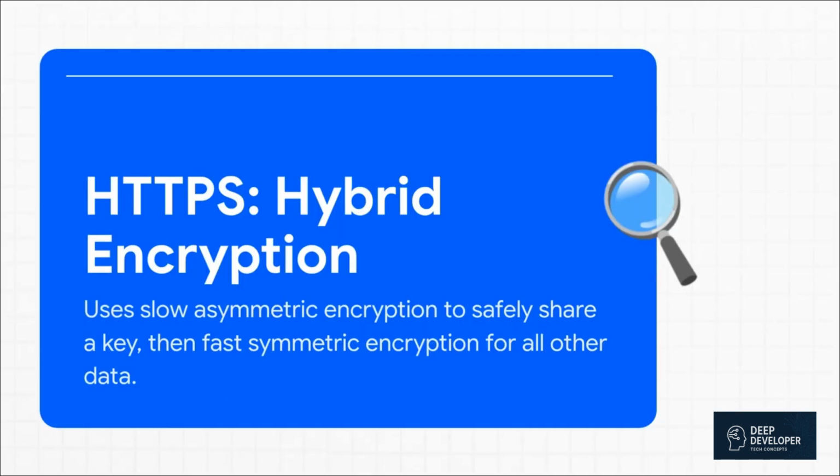Here's the genius of it. HTTPS is a hybrid system. It doesn't choose one method over the other. It uses the slow, heavy-duty asymmetric encryption for one, and only one, very specific job: to safely agree on a brand new, temporary symmetric key. As soon as that's done, it switches over to the super-fast symmetric encryption for the rest of the conversation. It really is the best of both worlds.